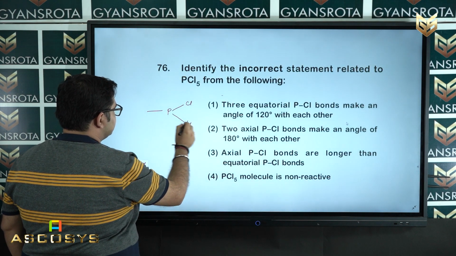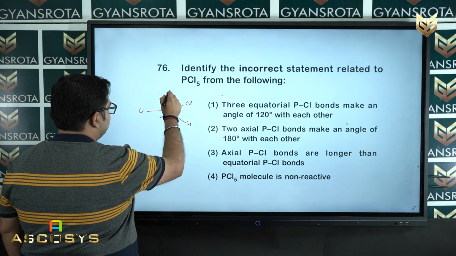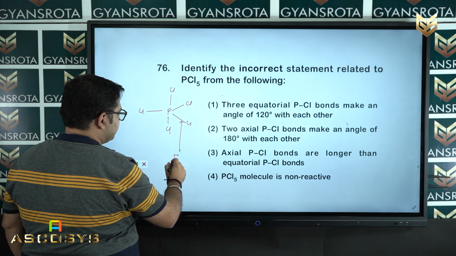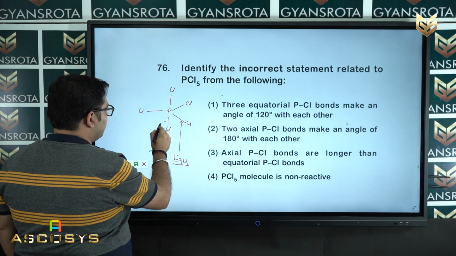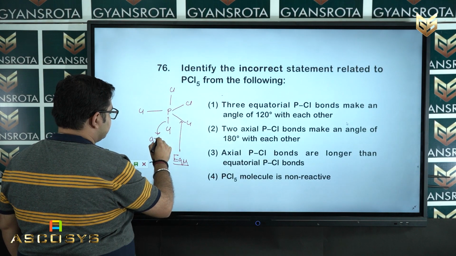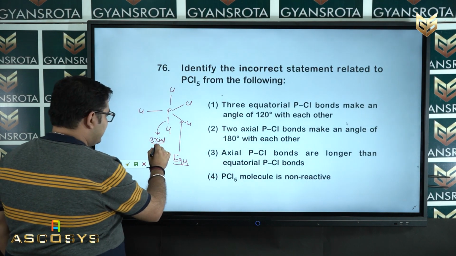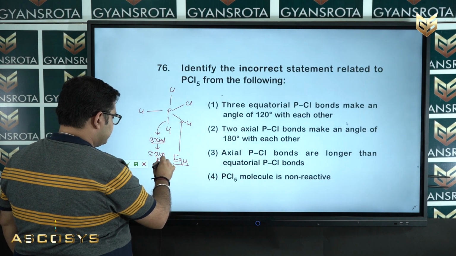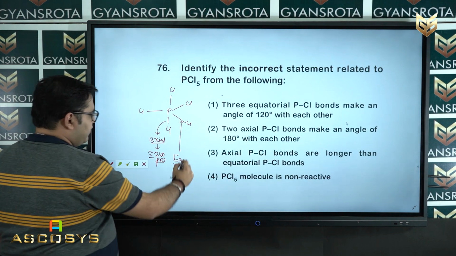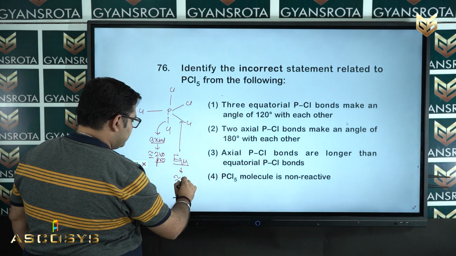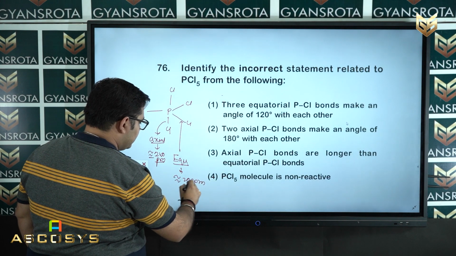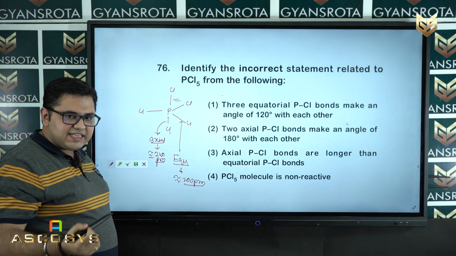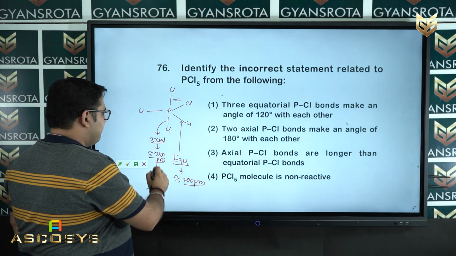This is Cl, this is Cl, this is Cl and this also Cl. These bonds are called equatorial and this one is called axial, and the axial bond length is approximately 240 picometer. This is an approximate value, and equatorial is approximately 200 picometer. So, if you see, the axial bond length is more, and when this axial bond length is more, it is easily breakable.